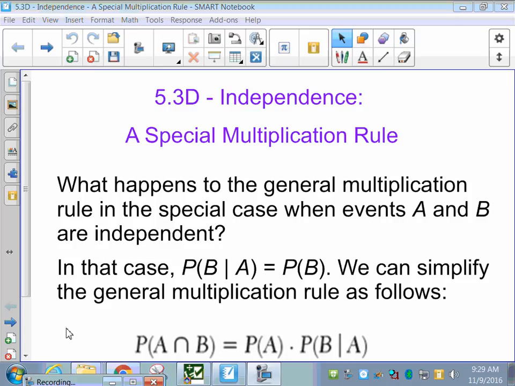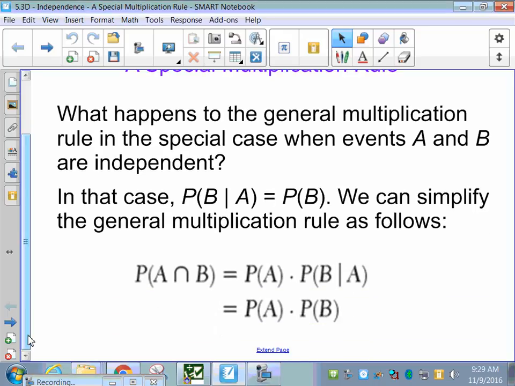Special multiplication rule. So yesterday we checked independent events by saying the probability of A given B is equal to the probability of A. What happens to the general multiplication rule in the special case where A and B are independent?